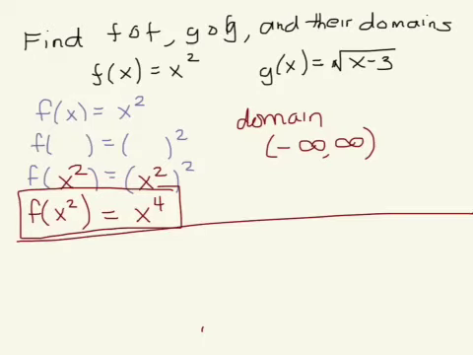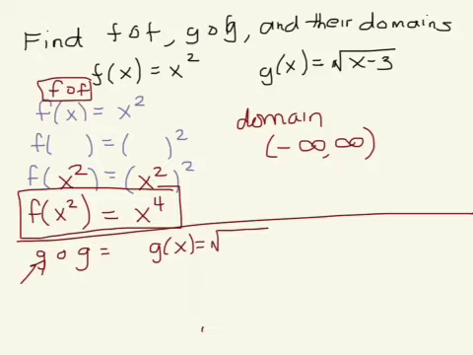The second part of the problem, if we want to find g of g, g comes first. So we write down our function first. G of x is equal to square root of x minus 3. And we know that we're substituting in something for x. So we put parentheses in the place of x just to remind ourselves.